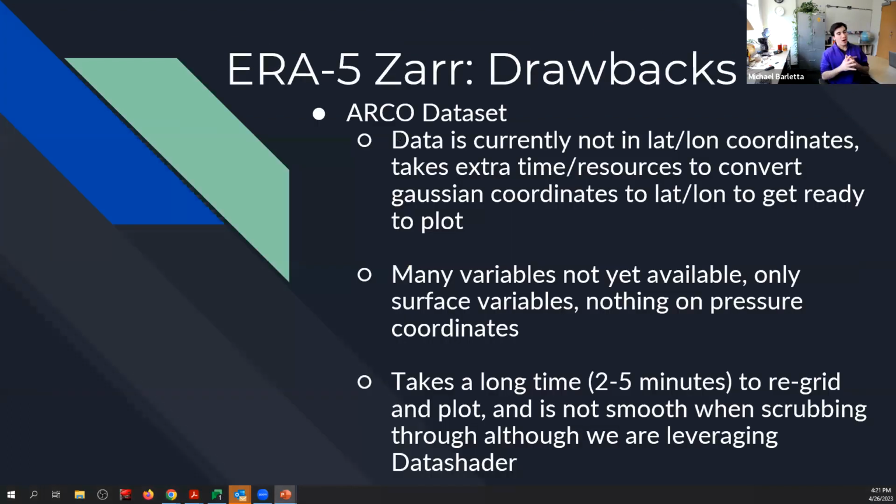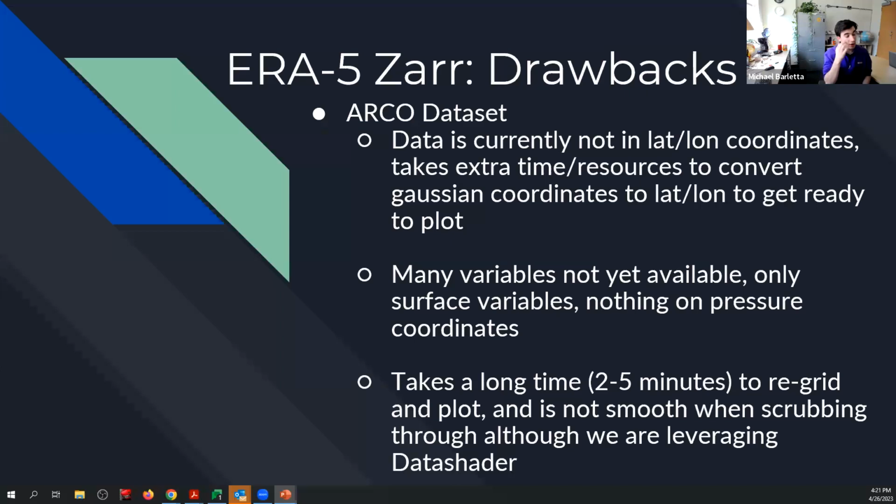So some of the drawbacks in terms of working with this data: the data is not currently in latitude and longitude coordinates. It's actually in Gaussian coordinates. And in order to plot this data set in a georeferenced way, we need to convert to latitude and longitude coordinates. So that takes extra time and resources to get ready to plot in Geoviews.